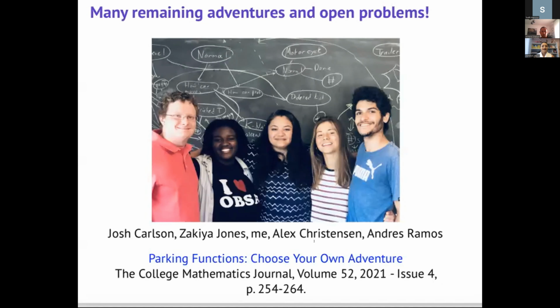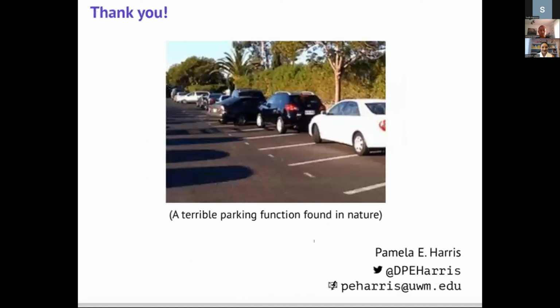And so I also wanted to point to a paper that I wrote with this group of wonderful individuals, "Parking Functions: Choose Your Own Adventure". The article is written in the spirit of a 1990s book where you make choices as the reader along the way to create your own parking function research project. And at the end of the article, if you don't want to pursue the adventure, there's a table with some of the open problems. And if there is any work that has been done on that particular question, we point you to some of the citations. And so I will end with a terrible parking function found in nature.